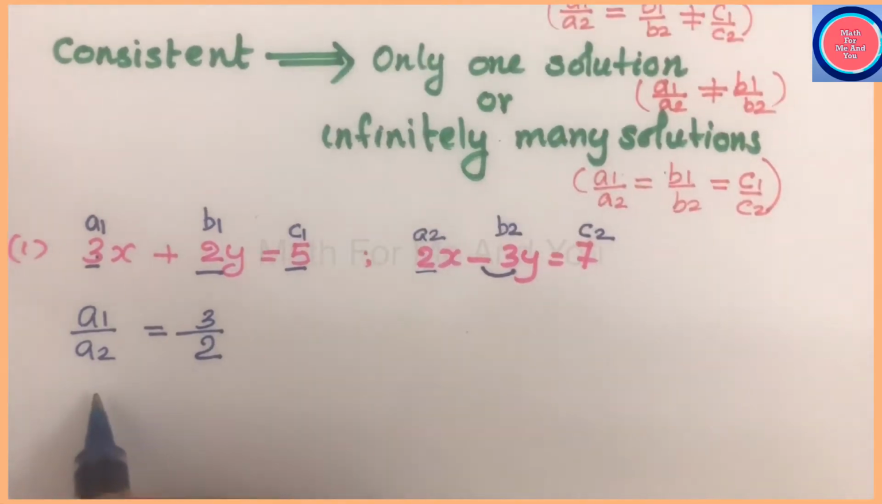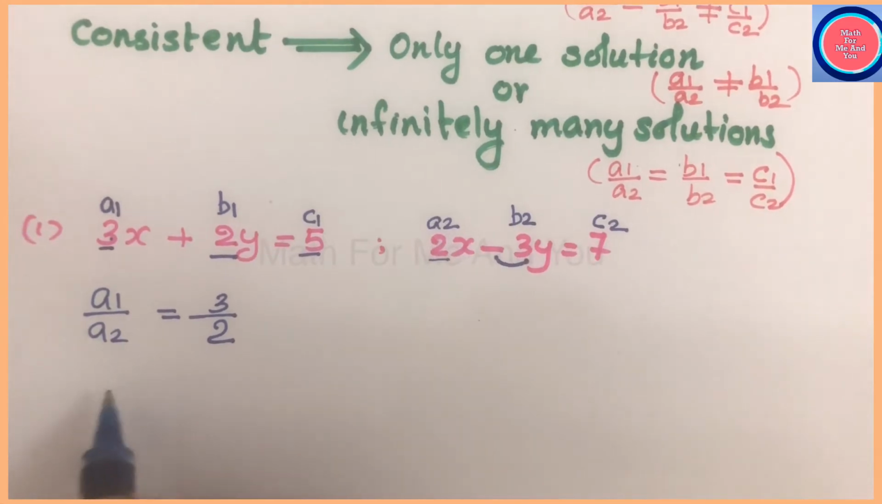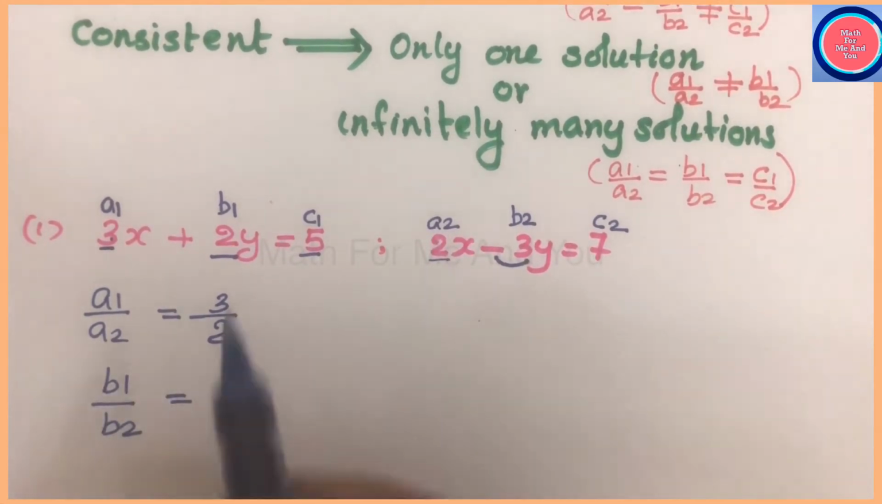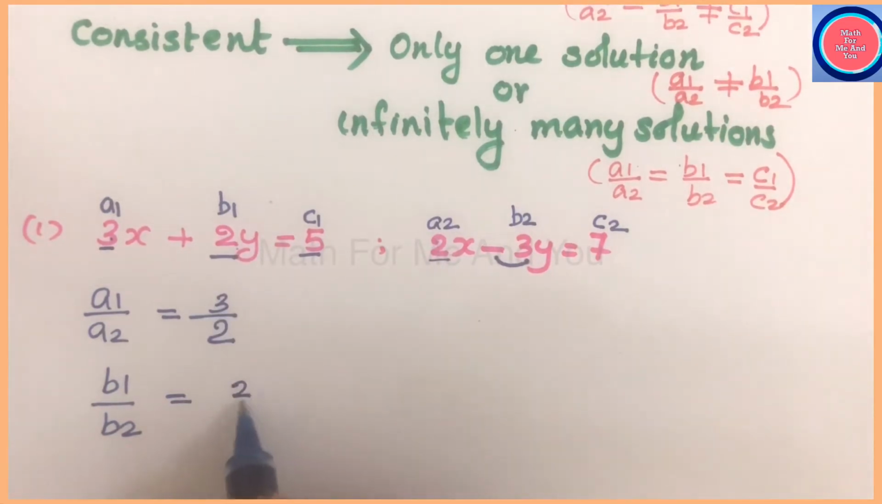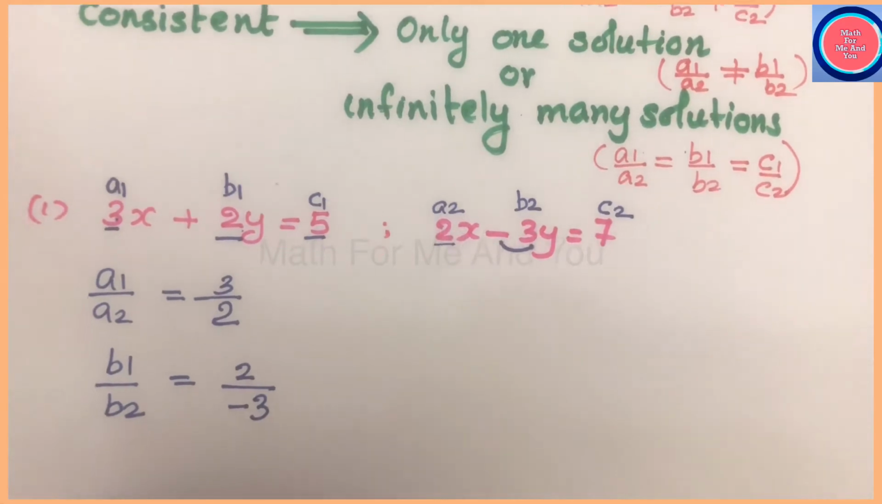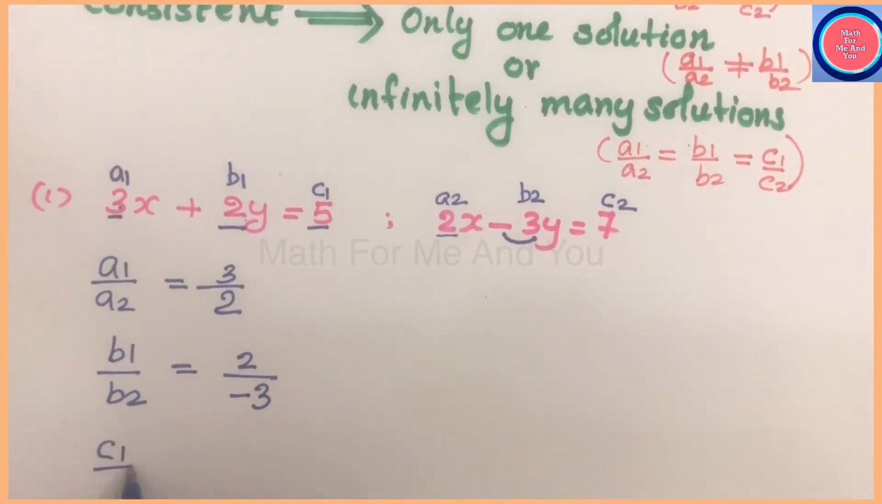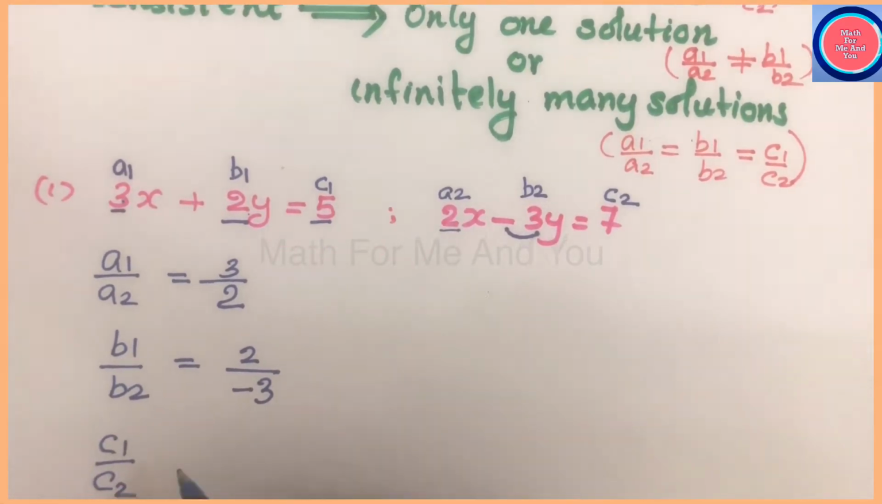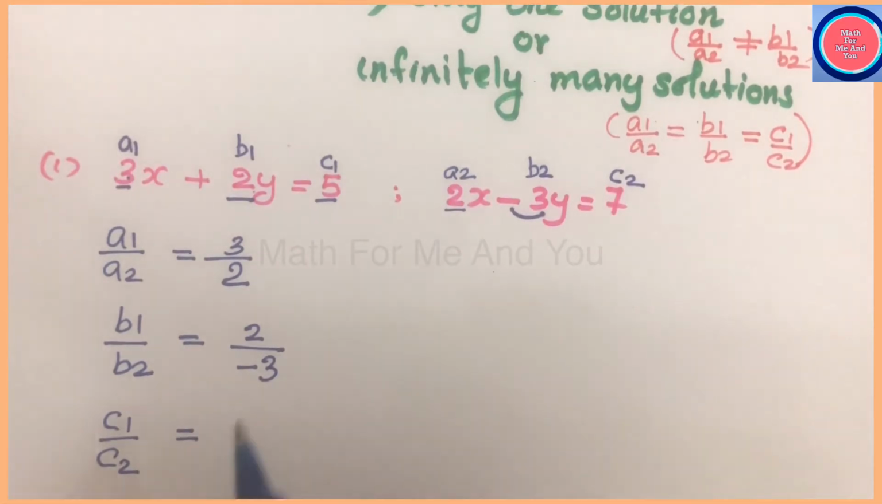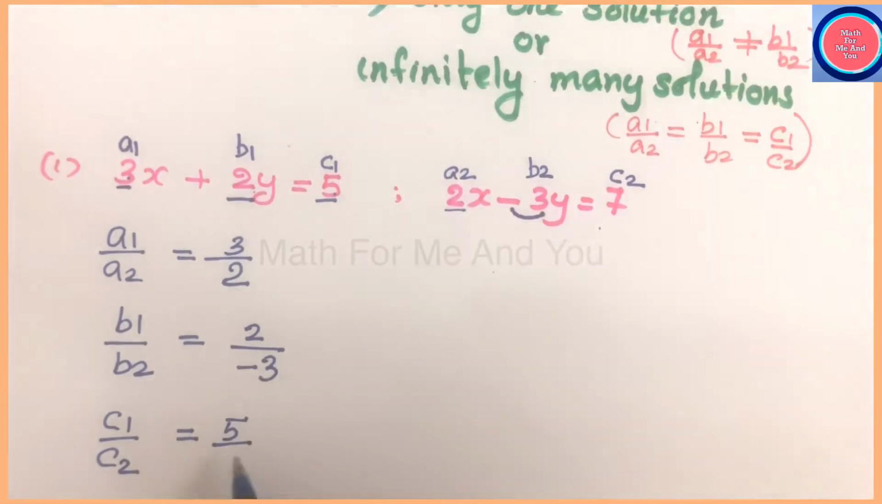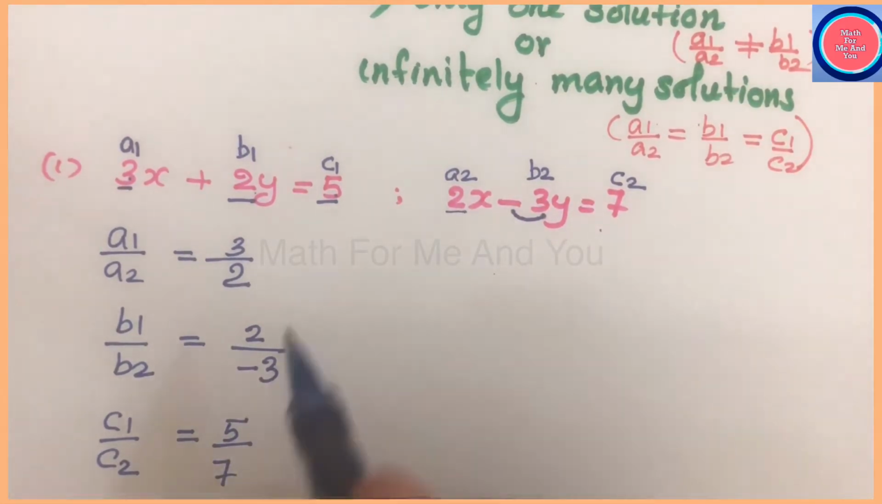a1 by a2 is equal to 3 by 2. Then we write the ratio b1 by b2, the coefficient of y in both equations, that is 2 by minus 3. Next we write the ratio c1 by c2. c1 is 5 and c2 is 7, so it is 5 by 7.